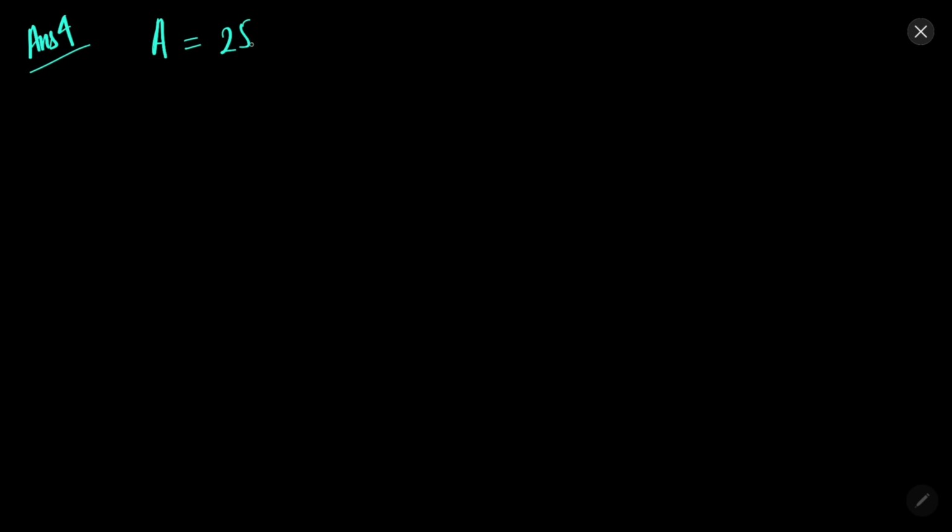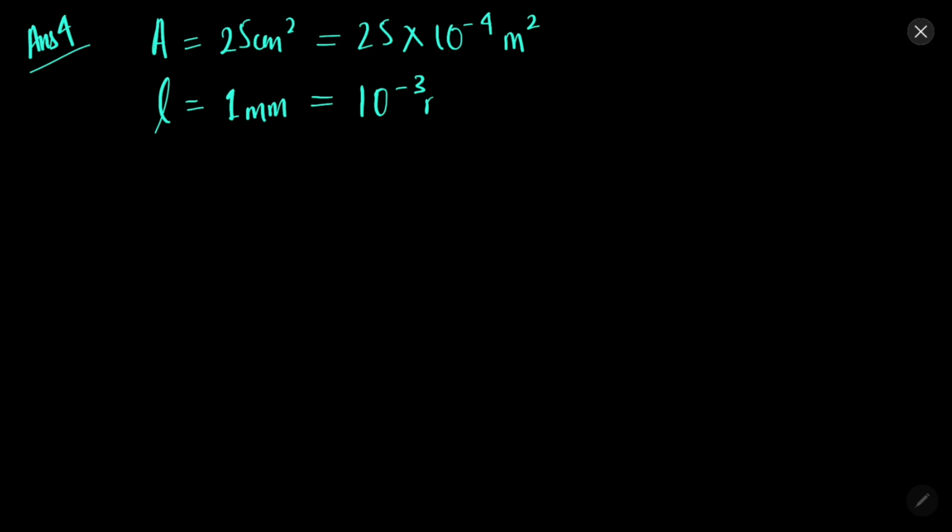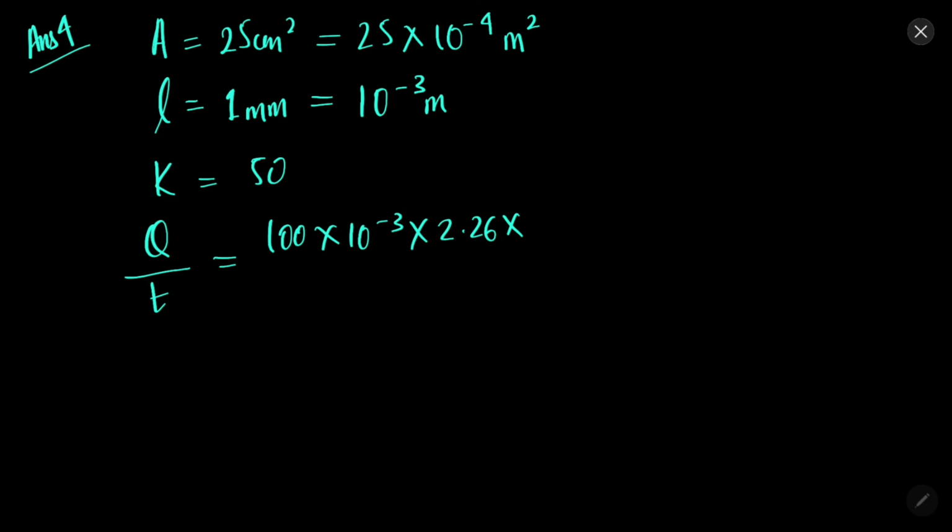Area is 25 centimeter square or 25 into 10 to the power minus 4 meter square. 1 mm length, that is 10 to the power minus 3 meter. K is 50. Q over T is 100 into 10 to the power minus 3 into 2.26 into 10 to the power 6 over 1 minute. So at the place of 1 minute we will write 60 seconds.